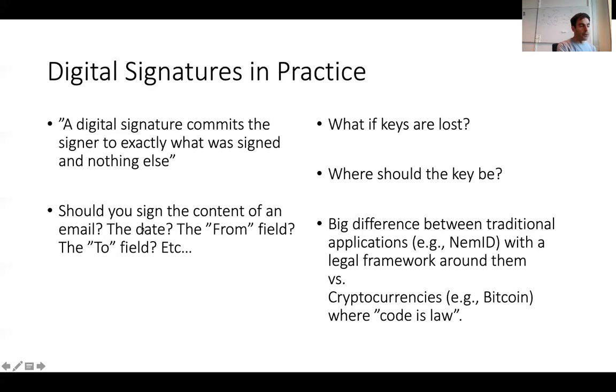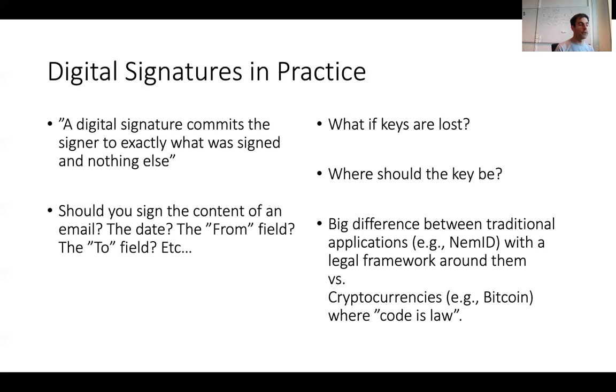So think of an example of using digital signatures in emails. What is it exactly that you want to sign? Do you want to sign the content of the email? Should you sign the date? Should you sign the from field? Should you sign the to field? Should you sign the subject? Anything that you sign, the sender commits to. The verifier will be able to prove to anyone else, and will be convinced, that this information really comes from the sender. Anything you don't sign can be replaced by an attacker.